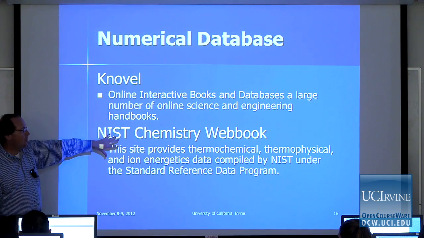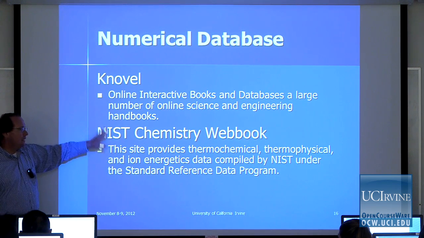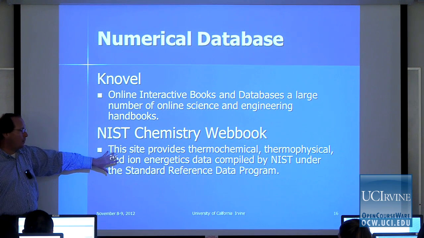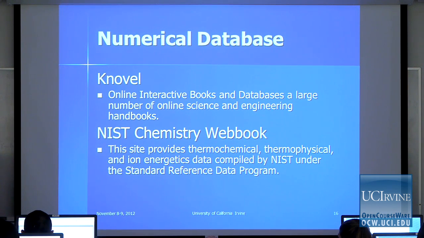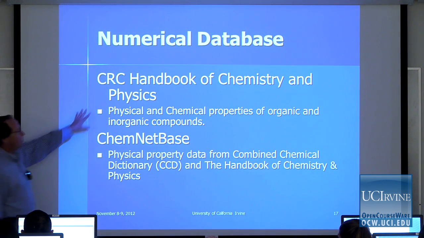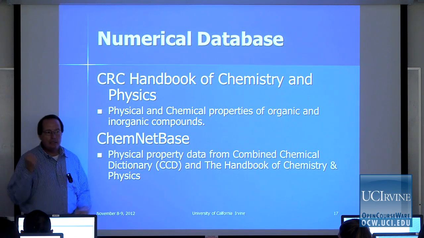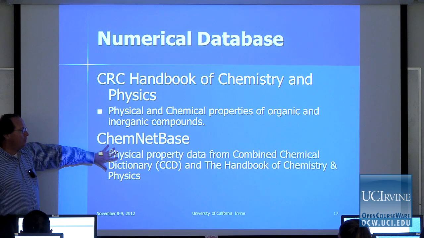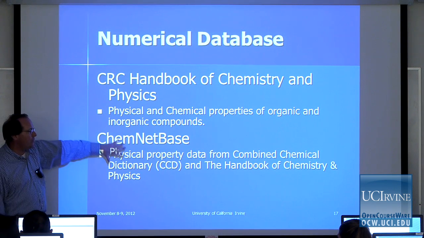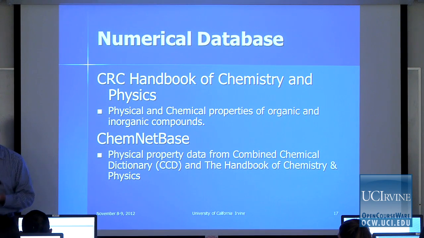NIST, Chemistry Webbook, does a lot of that too. Chemical, physical, ionic properties, free information, some of it's subscription-based. CRC Handbook for Chemistry and Physics, traditional print handbook, but also available electronically. ChemNet Base, collection of other kinds of handbooks. Again, the idea that you could search just for a particular kind of compound.